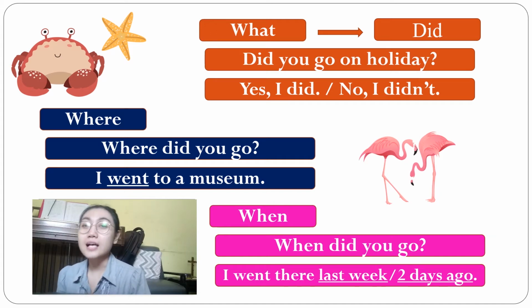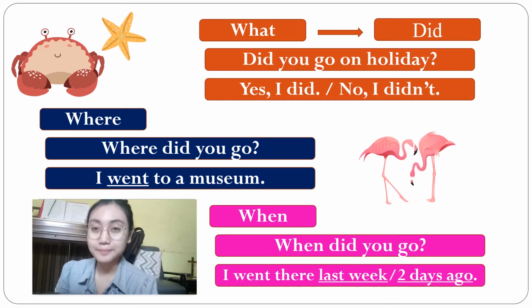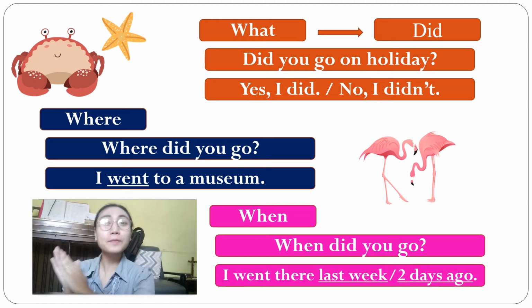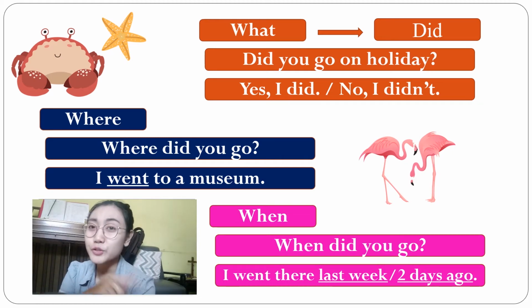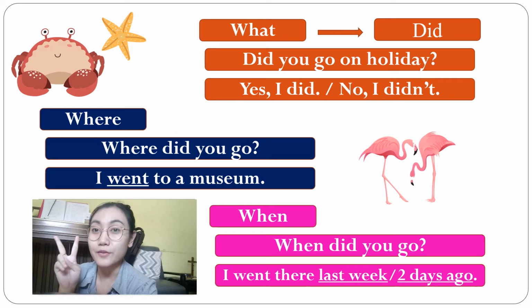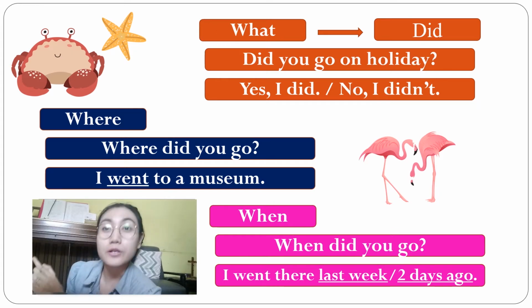Now, the second one is where. Di mana? Where did you go? Di mana kamu pergi? And how do you answer it? Yeah, we use the verb 2 of go. I went, the verb 2 of go, to a museum.